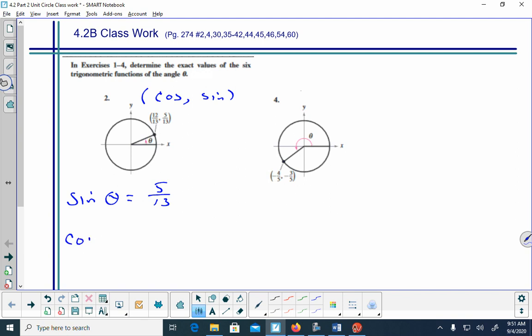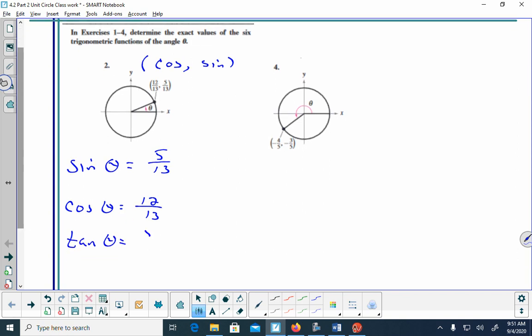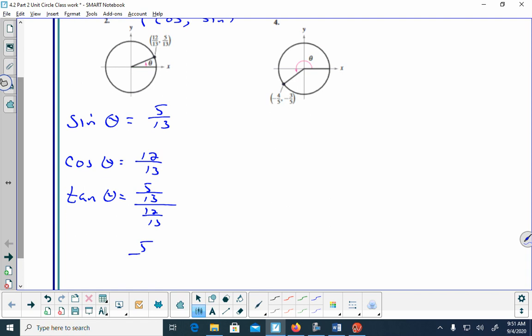My cosine of theta is going to be my x value, which is 12/13. My tangent of theta is going to be my y, which is 5/13, over my x, which is 12/13. And to simplify that, I'm going to take 5/13, multiplying by the reciprocal. I'm going to have 13 over 12, and that'll simplify to 5/12.